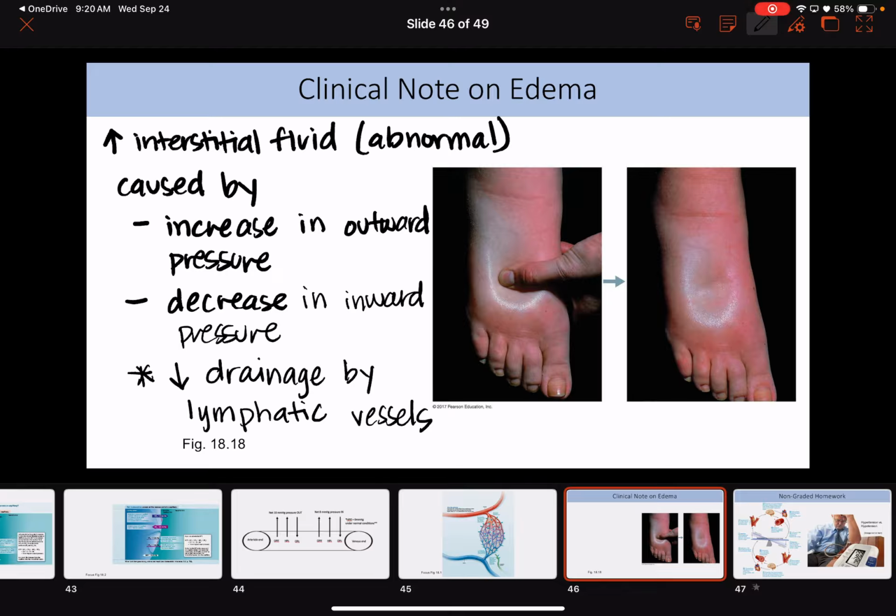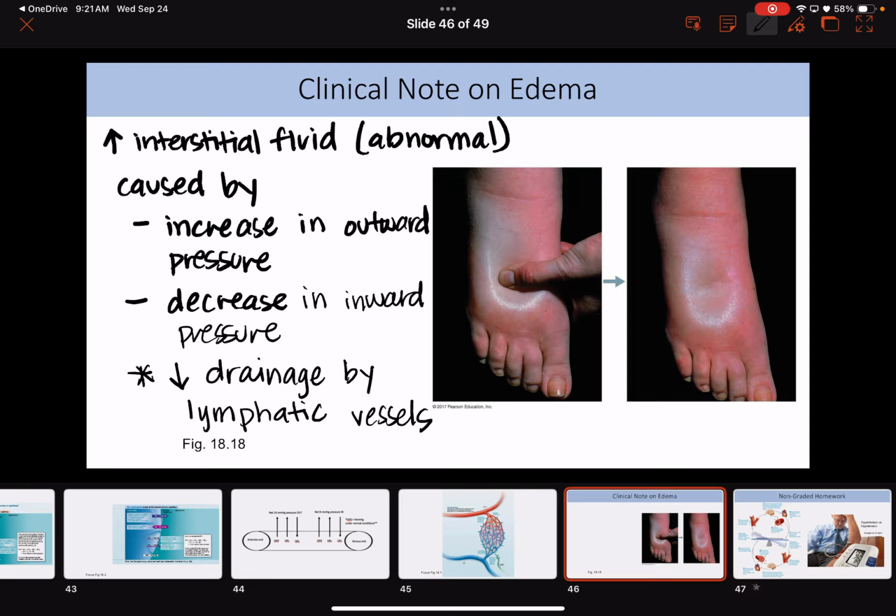Also, if you have a decrease in inward pressure. So let's say you had cirrhosis and you're not making the blood proteins that you're supposed to be. You're not making the albumin specifically, which is the most important thing, because albumin is what drives water towards the blood. And so you're not getting that attractive force of water towards the blood. More of that fluid stays on the outside and is not picked up, because now you're having more of an attractive force to the outside. Okay? And so in that case, you're still going to have edema as well.